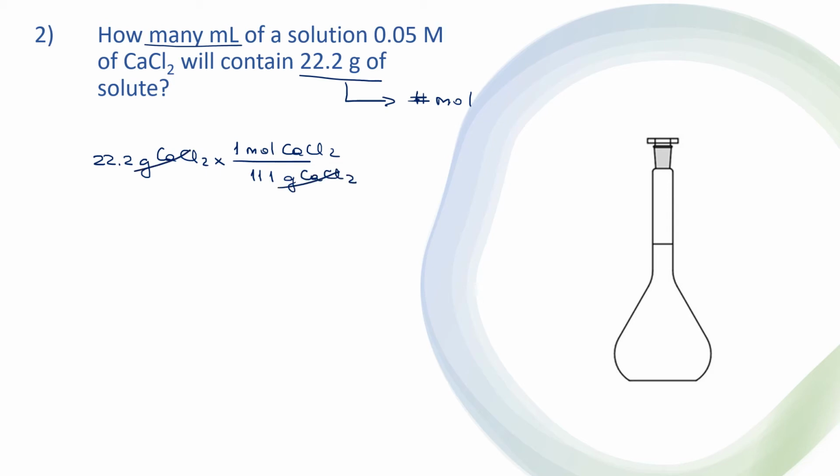Grams go with grams, and this is going to be 0.2 moles of calcium chloride. This is the first step, which is calculating the number of moles. The second step would be calculating the volume.